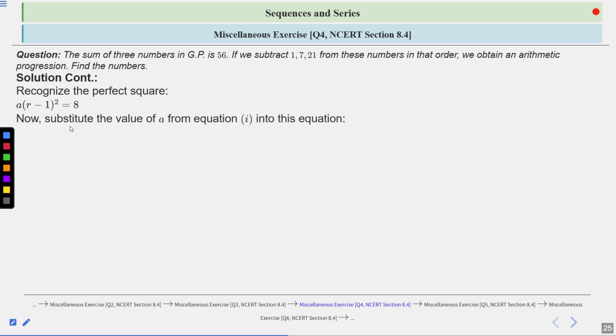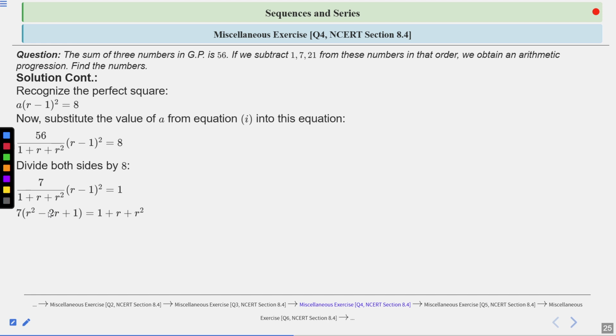Now substitute the value of a from equation number 1 into this equation, which says a times r minus 1 whole square equal to 8. We get 56 upon 1 plus r square into r minus 1 whole square equal to 8. Divide both sides by 8. We get 7 upon 1 plus r square times r minus 1 whole square equal to 1. Now, after cross multiplication, we get 7 times r square minus 2r plus 1 equal to 1 plus r square.